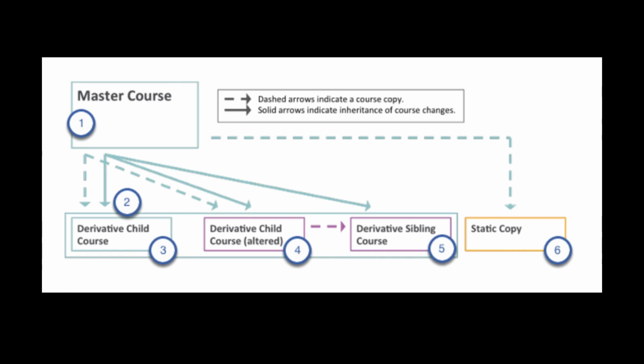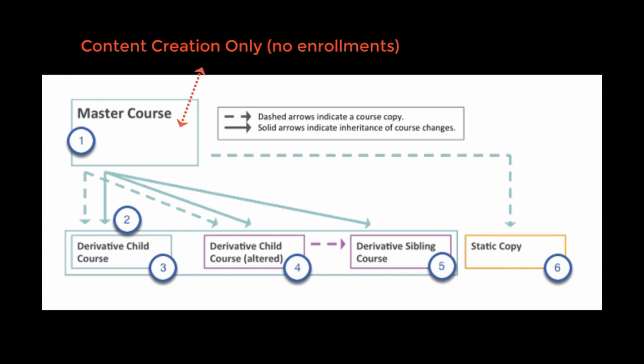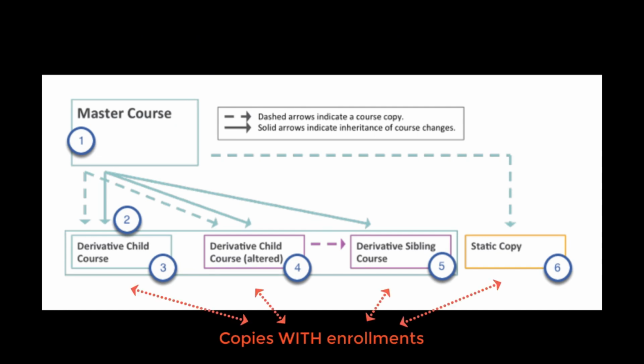The master course in number 1 should be used for content creation and management and shouldn't be used as live courses. Students should not be enrolled in the master course. You will obviously want enrollments in courses. So to do this, I will describe the different derivative types.